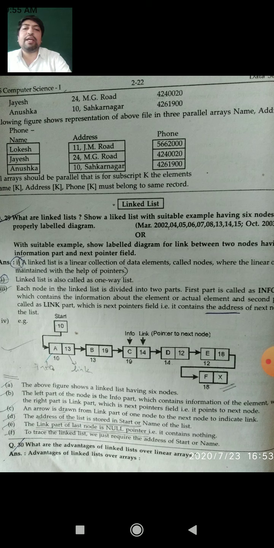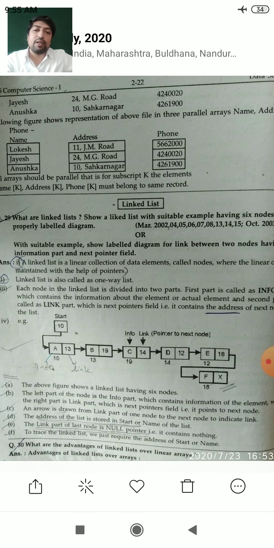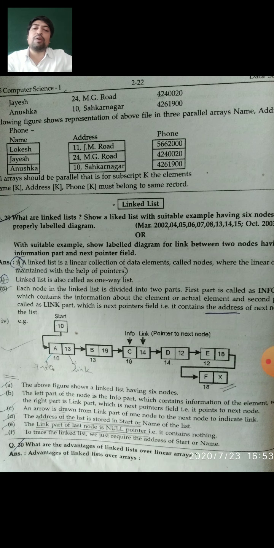You can see in your textbook that, look at the example written in your textbook. Start node is there, contains the address of 10. This is the actual address of the next node. The information stored in the node is A, B, C, D, E, F.